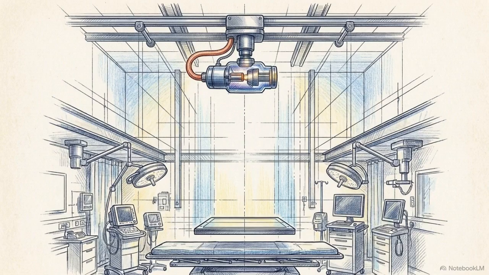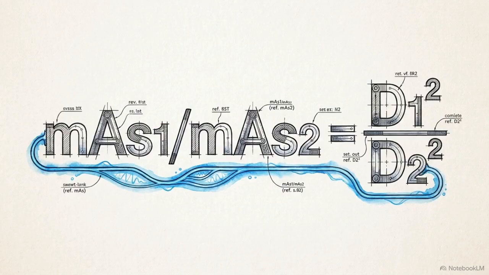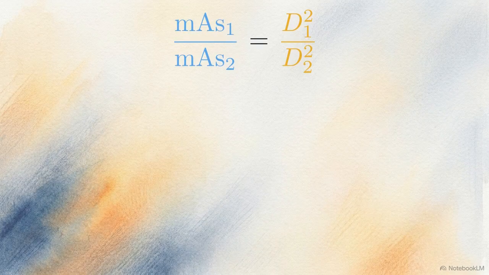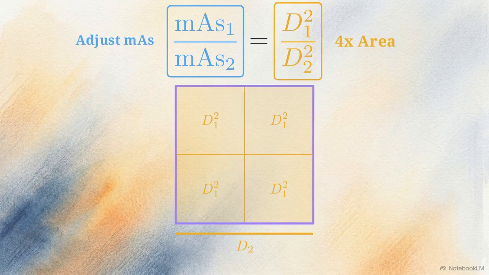This creates a major clinical dilemma. If a trauma patient on a stretcher requires the X-ray tube to be moved much further away than standard room protocol, how do you prevent the resulting image from being underexposed? The solution is the exposure maintenance formula, sometimes called the direct square law. It allows you to rescue the exposure. To maintain a constant density on the image receptor when distance changes, you must adjust your mAs so that it is directly proportional to the square of the change in distance.